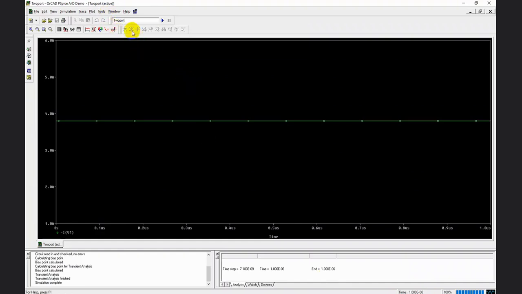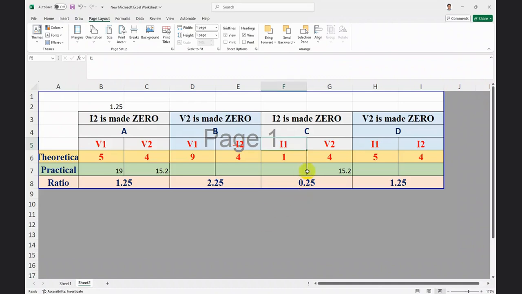I am getting the current as 3.8. So 3.8 divided by 15.2, we get the same ratio, that is 0.25. So you can change your input voltage from 19 to any value, you still get the same ratio. Okay.